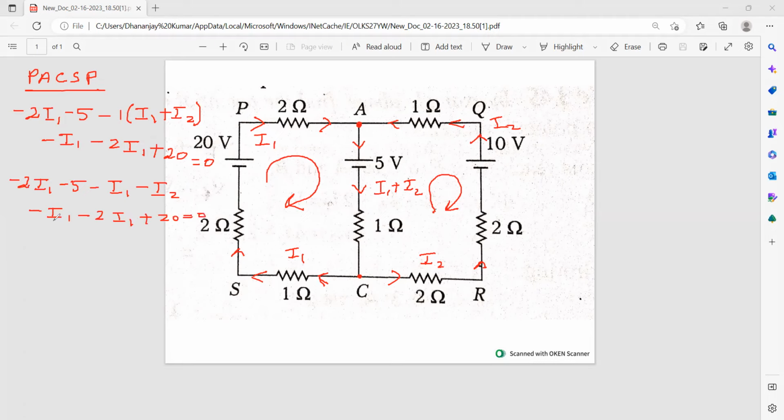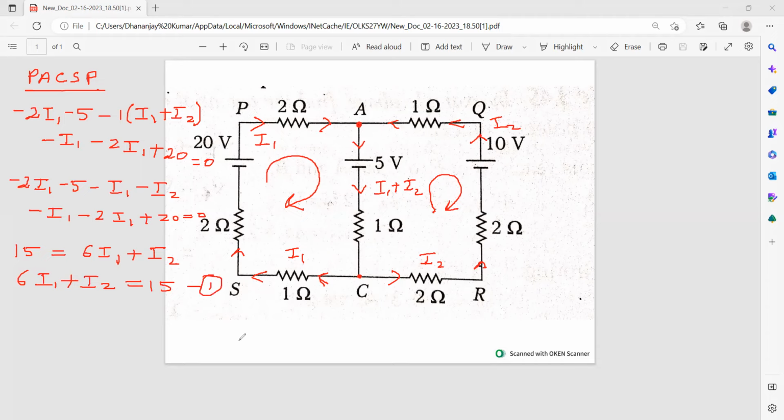Now see, we have 20 minus 5, so that is 15. On one side we can keep 15. And on the right side, if we take this 2I1 and I1, 3I1, 4I1, 3I1, and 2, 6I1. This will be 6I1 plus I2. So we got an equation: 6I1 plus I2 is equal to 15. This is our equation 1.